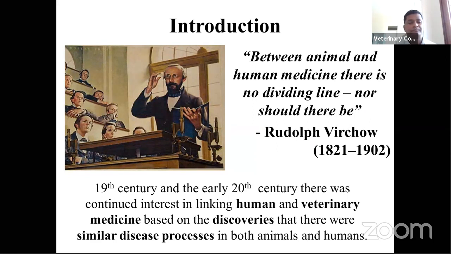And you see his statement: between animal and human medicine, there is no dividing line. As such, when we talk about evolutionary relationships, there is no dividing line between animal medicine and human medicine. Let me take you back. Previously, when medical science and veterinary science were in infancy, the same physician who used to treat the animals also used to treat the humans, and the physicians who used to treat human patients also used to treat the animals. There was no dividing line in the initial stage. Only of late has this dividing line come.